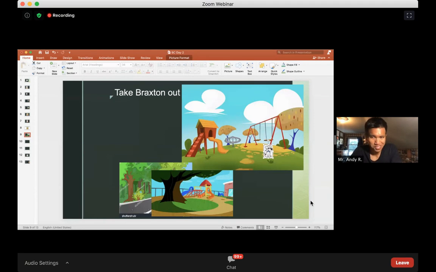Who wants to push him on the swings? Yeah, if you want to push him on the swings, say so. A lot of people do. Okay, who wants to push him down the slide? He's gonna go up the slide. Okay. Awesome. Woo.